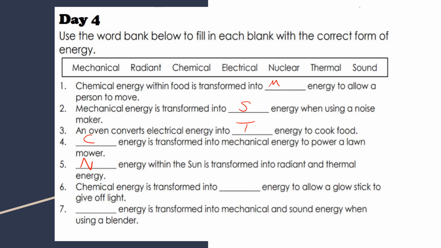Chemical energy is transformed into blank energy to allow a glow stick to give off light, and that is going to be radiant. Again, write the whole word out. I can fit it here, but it's kind of hard. Okay, and then the last one, blank energy is transformed into mechanical and sound energy when using a blender, and we're going to say that's electrical energy. Electrical energy.